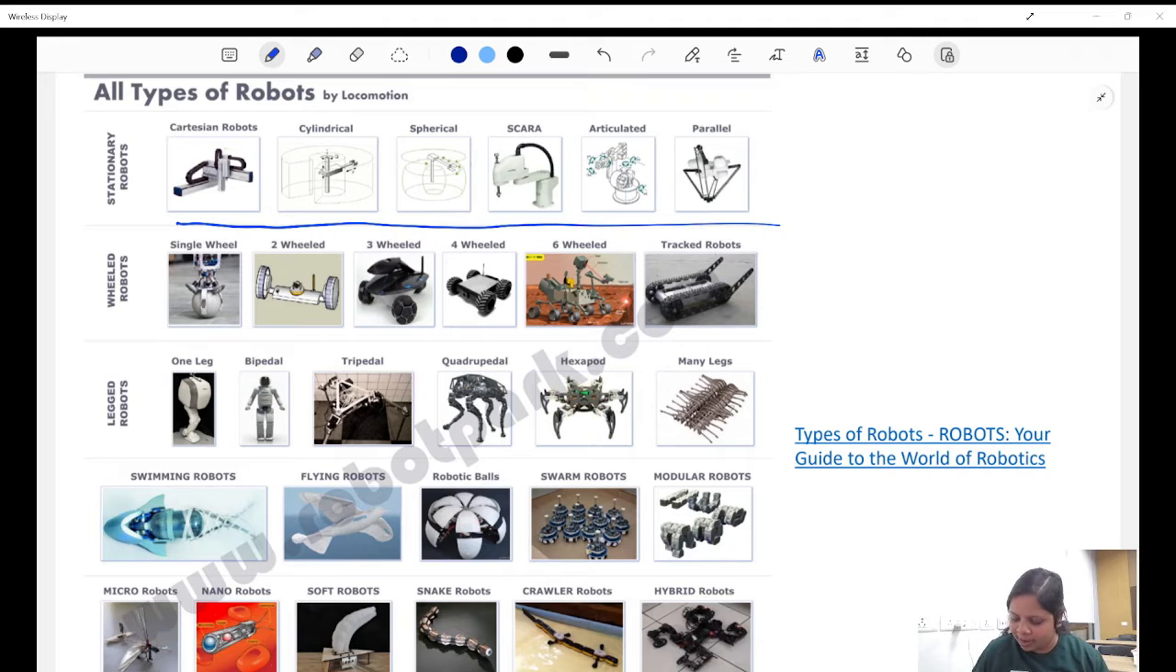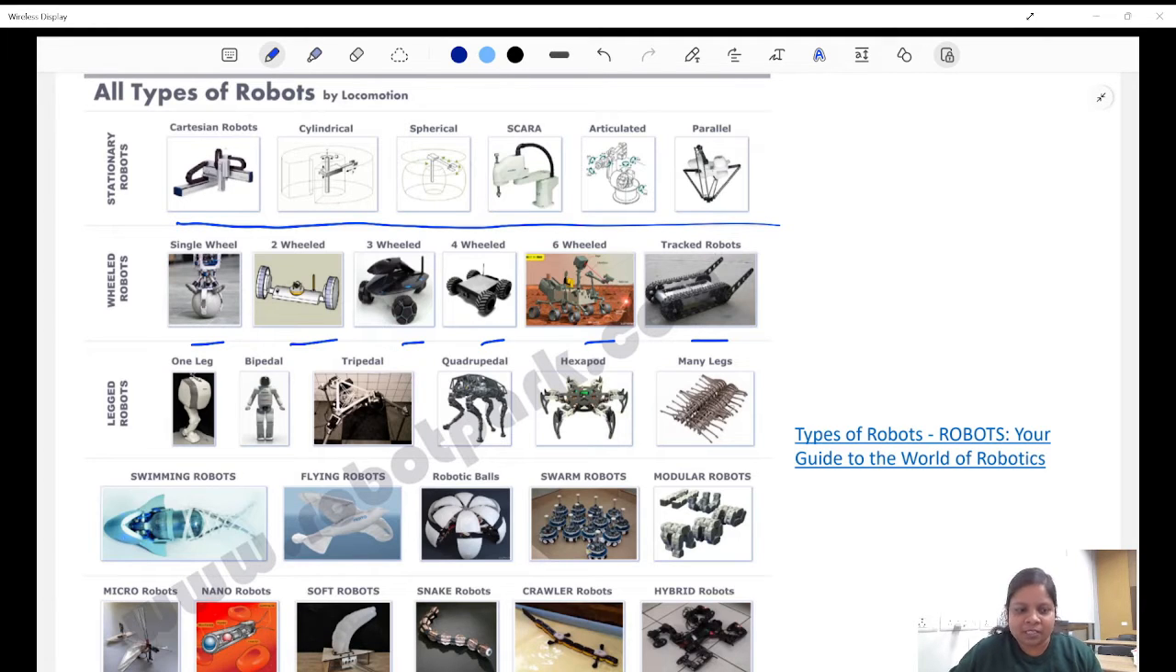Then in wheeled robots, we can have single wheeled, two wheeled, three wheeled, four wheeled, six wheeled, or tracked robots as well. These wheeled robots face some problems. Can someone answer in which case this wheeled robot is going to face a problem and a legged robot would help? Nowadays, on LinkedIn or anywhere, we are seeing that these legged robots are coming newly into the picture and they are able to navigate various kinds of terrains. So, how do you think this legged robot helps?